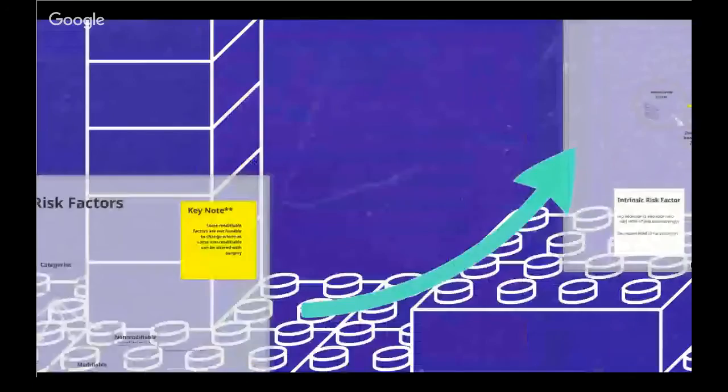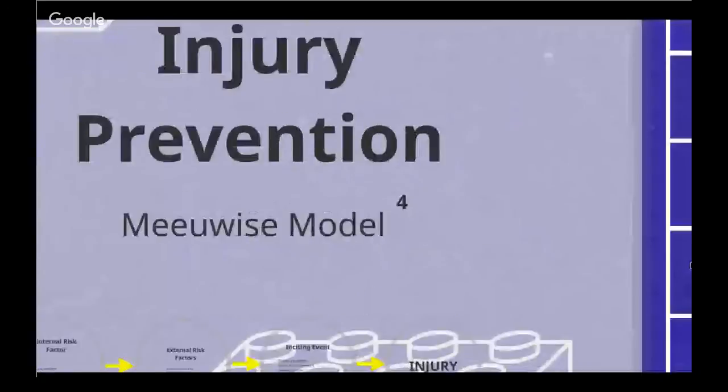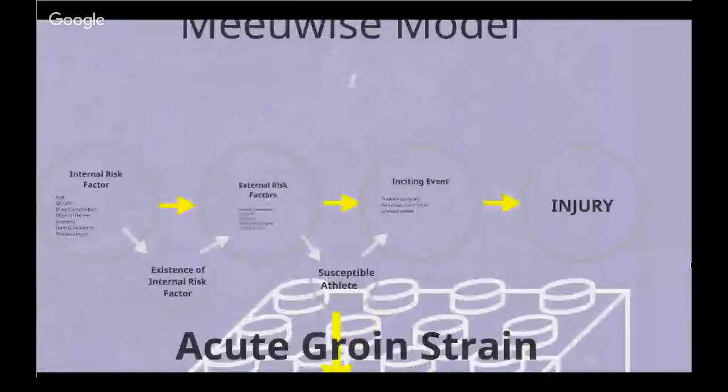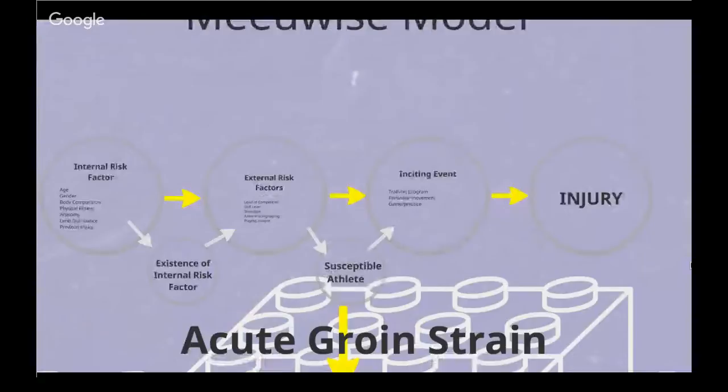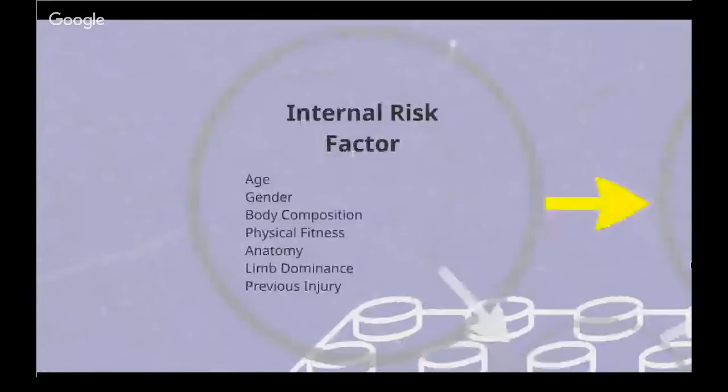Now, injury prevention. With this, we're going to be focusing primarily on the MuWise model. The MuWise model takes into account four or five, depending on how you look at it, factors that all contribute to injury. First, there must be an internal risk factor. Like we talked about before: age, gender, body composition, anatomy, limb dominance, things that put the individual at risk that they can't control.